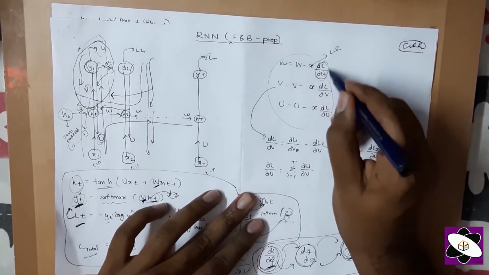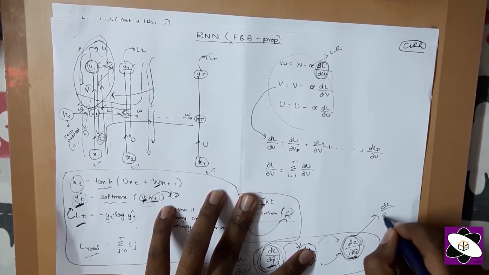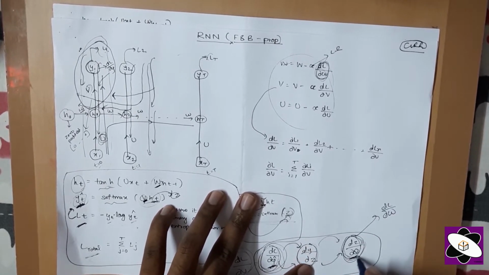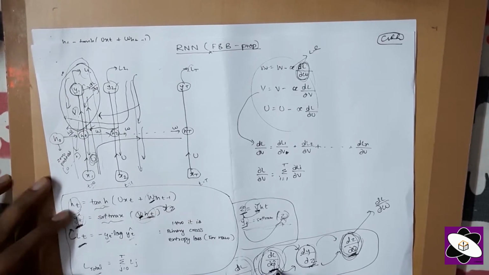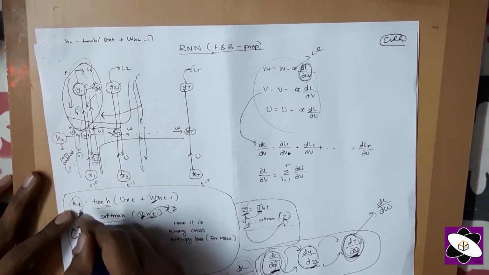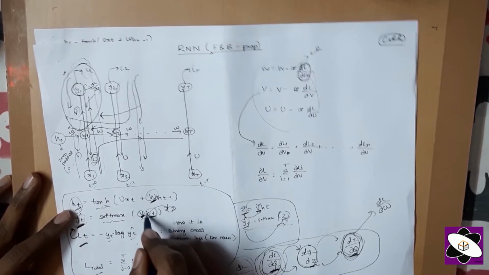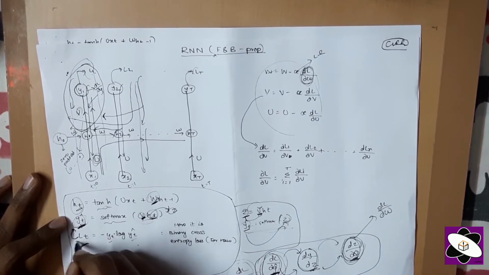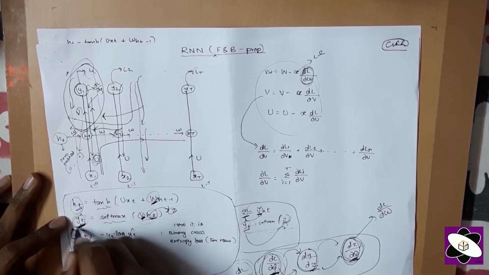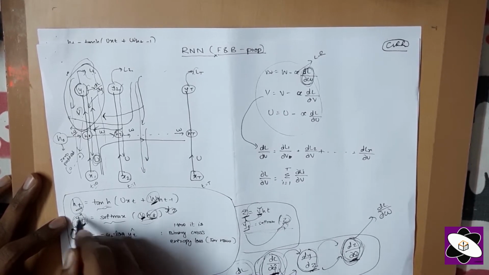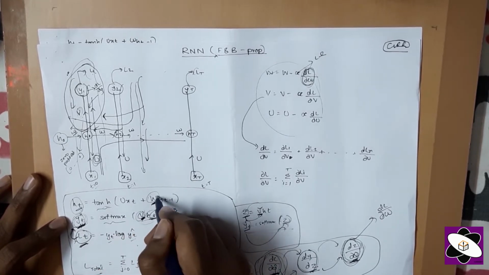First, to get dL by dW, we need to get with respect to V, with respect to Z, and at first we need to get with respect to Y, because Y is the last stage. The first stage is HT, where we have W, and then HT is used over here in YT, then we get loss. So if you want to back propagate, first we need to find with respect to L, then with respect to Y, and that should be back propagated. This Y information should be back propagated to V, and that information should be back propagated to W.